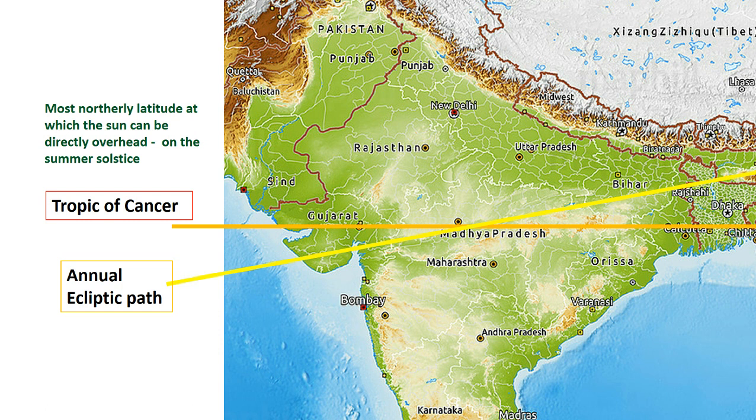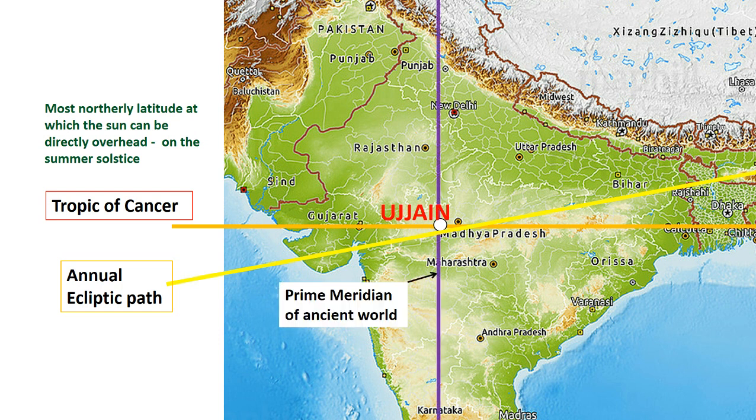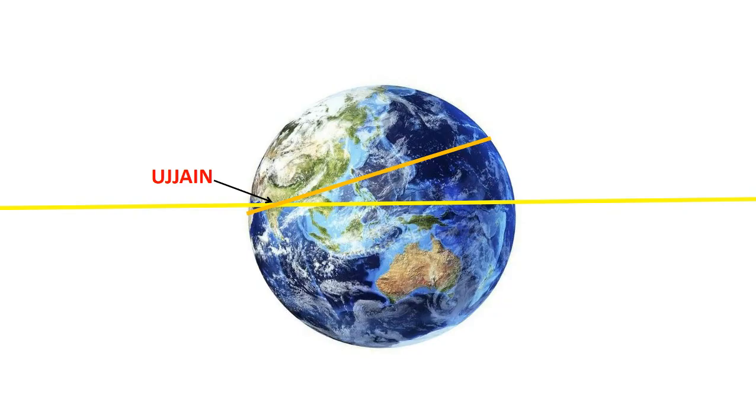An important historical city that is located near this crossing of the lines is Ujjain. It is a place with a long tradition of astronomy, and it is the longitude of the ancient prime meridian. Now here's the same lines here as traced onto a globe.